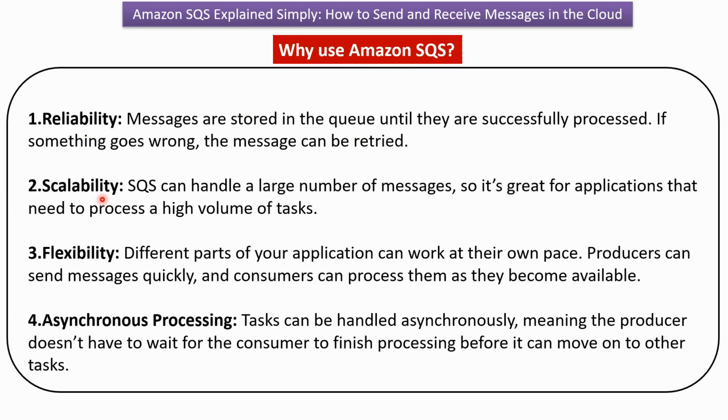The second point is scalability. SQS can handle a large number of messages, so it is great for applications that need to process a high volume of tasks. The third point is flexibility. Different parts of your application can work at their own pace. Producers can send messages quickly and consumers can process them as they become available.